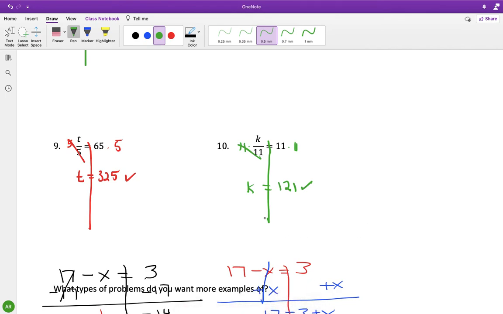All right, we're going to continue working on multiple step equations, two-step equations and whatnot for a while here. So hopefully you guys understand the basics of using inverse operations to isolate a variable.